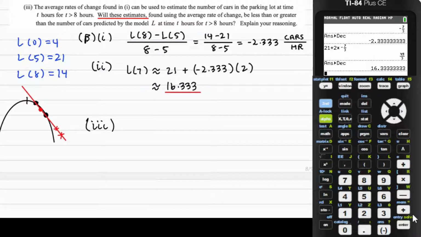And I really struggle with this because, really, the proper justification is going to involve calculus. Okay, but this is not a calculus class. So first, I'm going to clearly answer the question. Those estimates will be greater than the amount predicted by the model L. Yeah, okay, so L is the parabola. Average rate of change is the red line. And so, yeah, they will be greater than the number of cars predicted by model L, which who knows how many actually are in there. So I'm going to say greater.